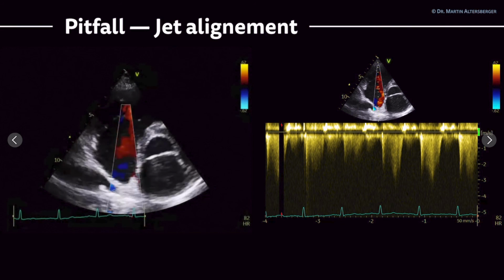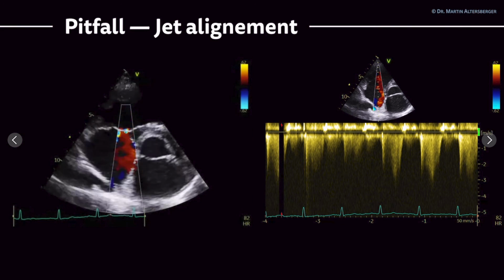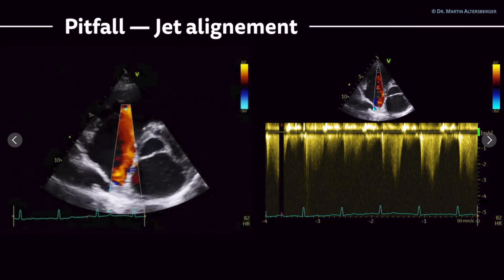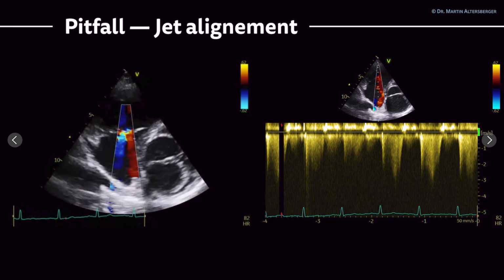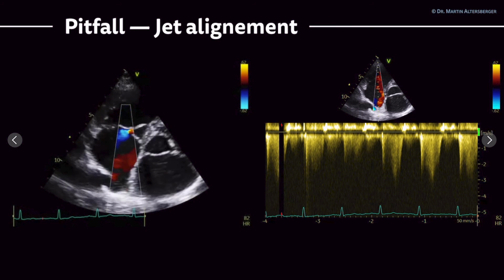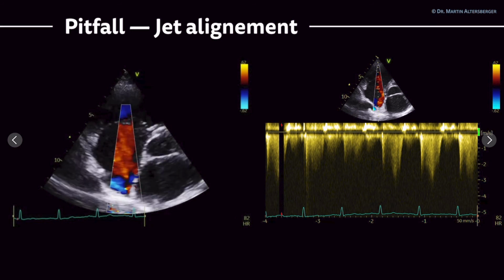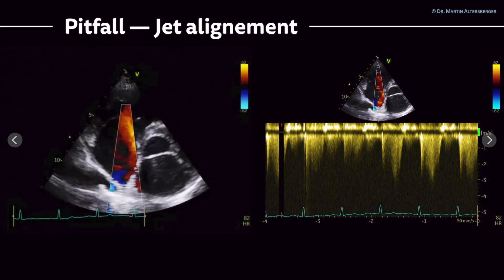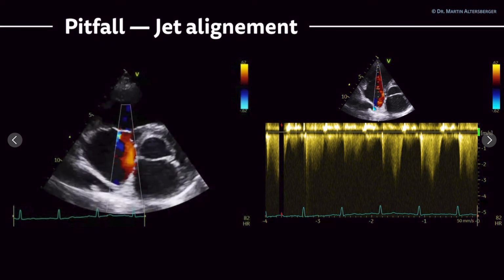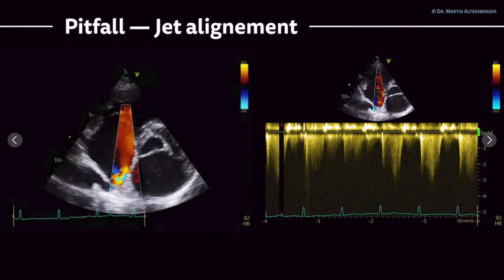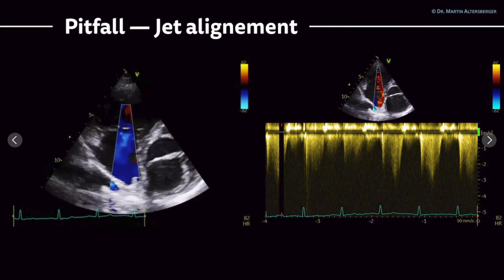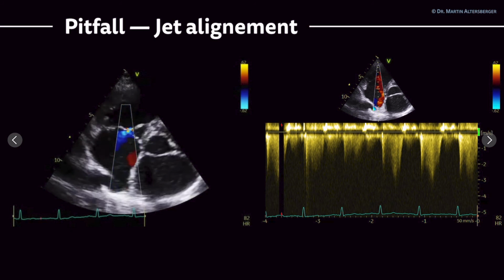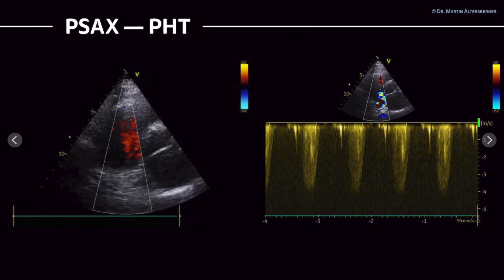So in these cases, we have to try other views. We have to rotate the transducer, tilt the transducer, turn the transducer, probably have to go to parasternal long axis or apical views. Optimally, you can measure tricuspid regurgitation, of course, in the apical views to get an optimal signal. Just keep it in mind wherever you measure tricuspid regurgitation that the signal quality has to be optimal.